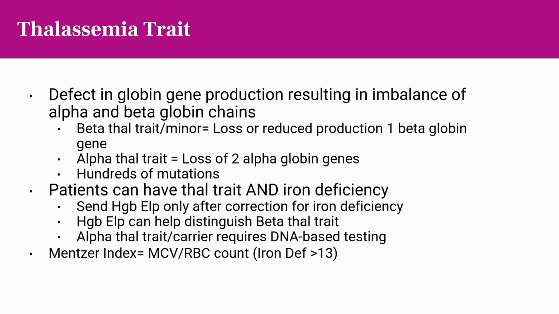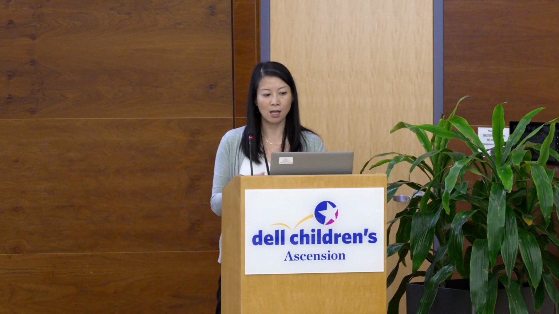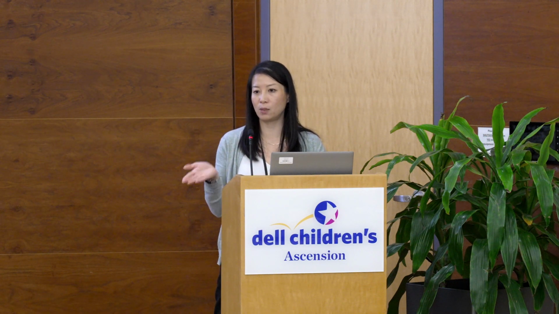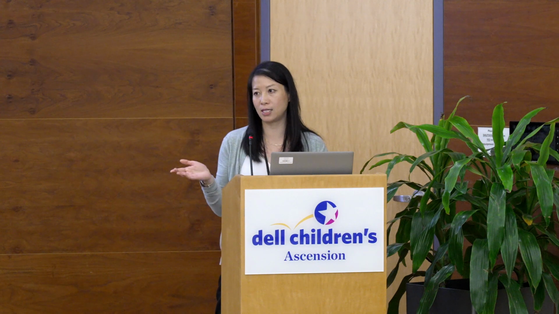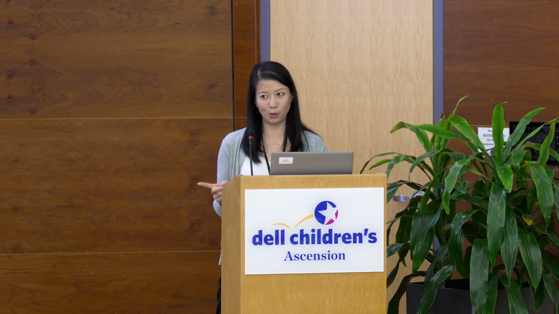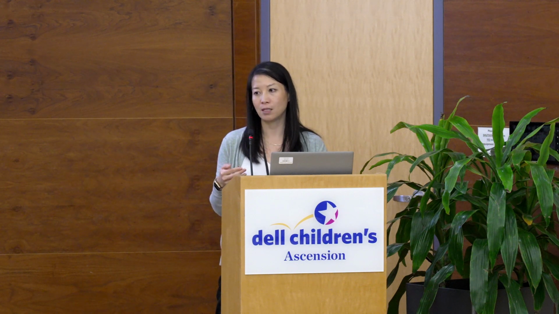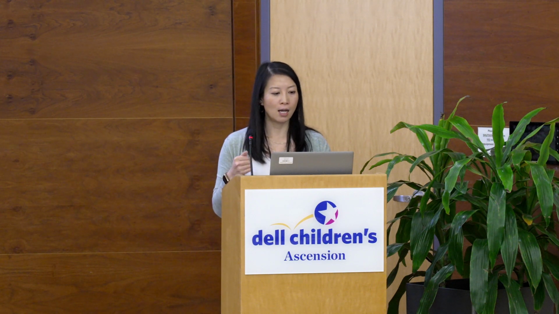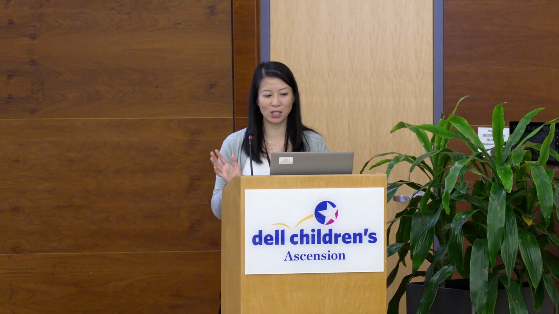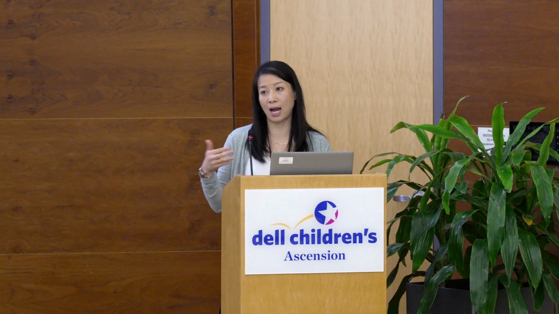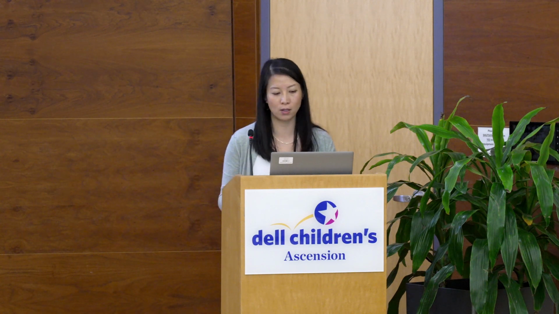So just some pearls, send your hemoglobin electrophoresis only after you correct for iron deficiency, if you think that's what's going on, if the patient has a low ferritin. Your hemoglobin electrophoresis can help distinguish beta thal trait, but if your family is concerned about, or you're concerned about alpha thal trait, that would require DNA-based testing. That can be hard to approve with insurance since it won't change your management, but can be really useful for prenatal counseling and things like that. The Mentzer index, you may all have learned in your studies somewhere, it's the MCV over the RBC count, and this tends to favor iron deficiency if your Mentzer index is greater than 13.